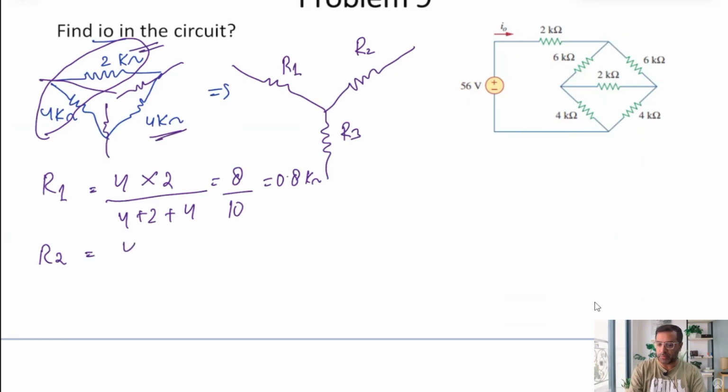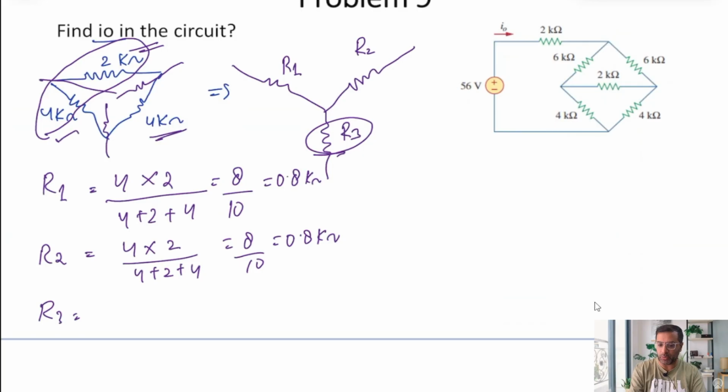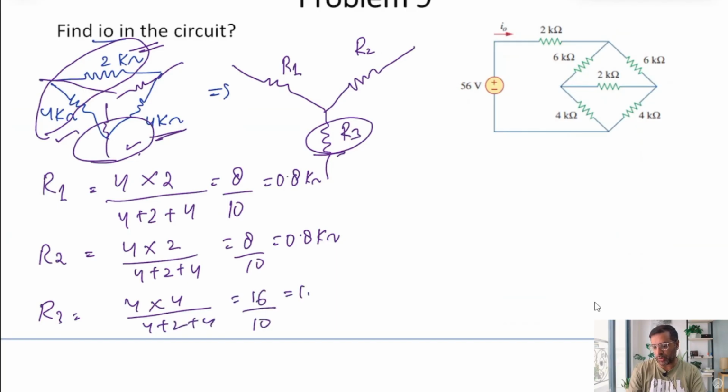So we will again do, it will be the same answer, 4 plus 2 plus 4. So it is 8 upon 10, which is 0.8 kilo ohm. And what about R3? So the R3 resistor is between 4 kilo ohm and 4 kilo ohm. So it will be 4 into 4 upon 4 plus 2 plus 4. So it is 16 upon 10, that is 1.6 kilo ohm.